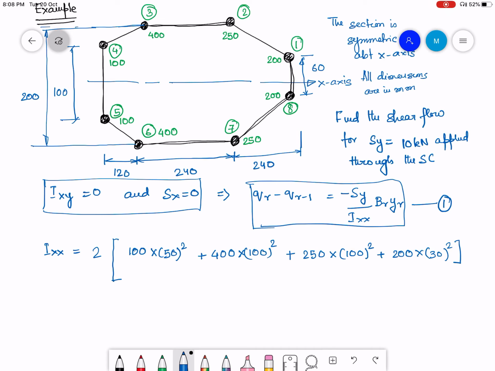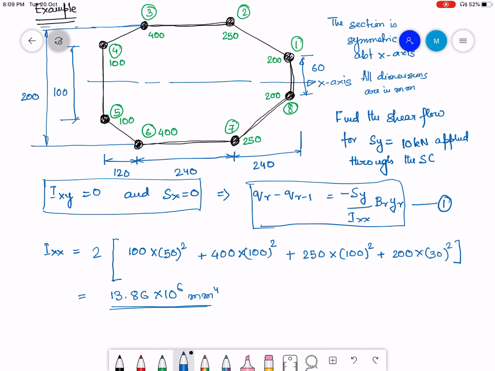You should appreciate the ease that you have with a skin stringer idealized cross section in all the aspects, and even in finding out the sectional property. So this is 13.86 into 10 to the power 6 millimeter 4. Okay, this is one piece of information that I will keep needing.